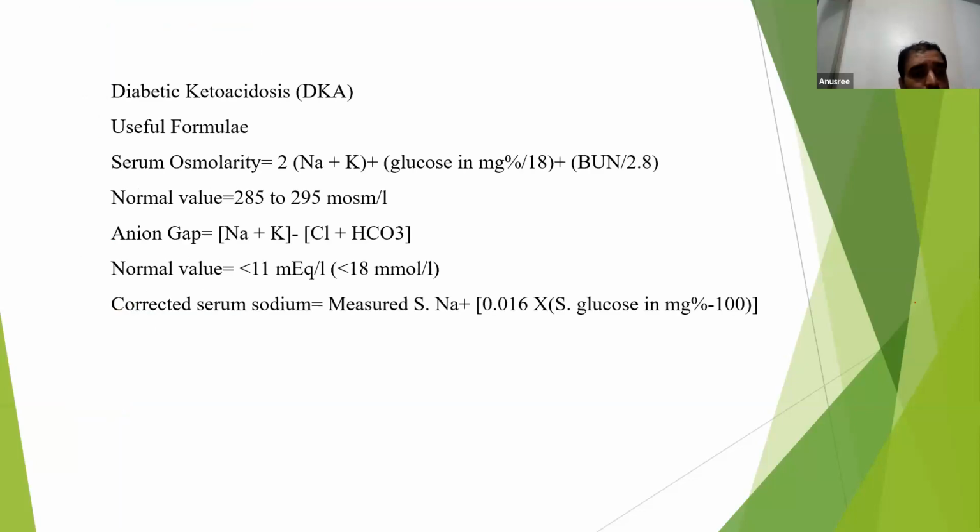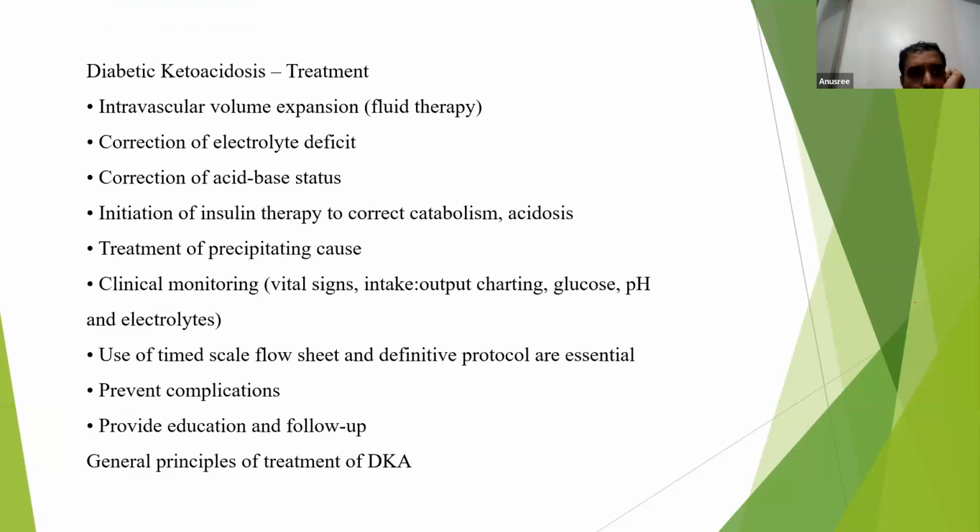This is a formula to get corrected serum sodium levels. We can use this formula for fluid correction and sodium correction in diabetic ketoacidosis. The mainstay of treatment is intravascular fluid correction, electrolyte correction, acid-base balance, and initiation of insulin to treat the metabolic catabolism. And we have to monitor the patient, treat the precipitating underlying cause, prevent complications, and provide education and follow-up of this patient. Okay.